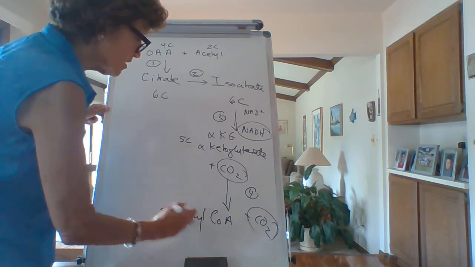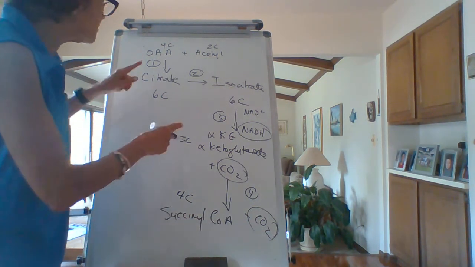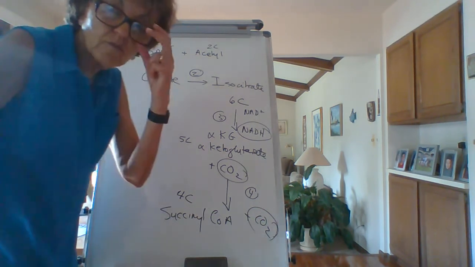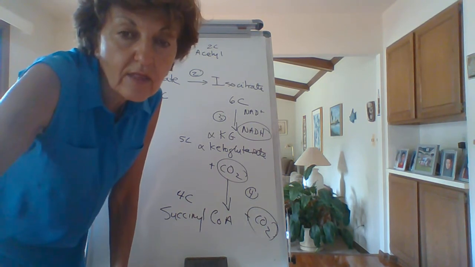Since we lost another CO2, now we're at 4 carbons. We're not going to be losing any more CO2s. We have 4 more enzymatic reactions in the Krebs cycle, and we'll do those in the next video.